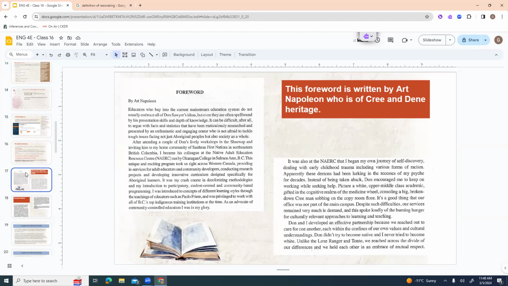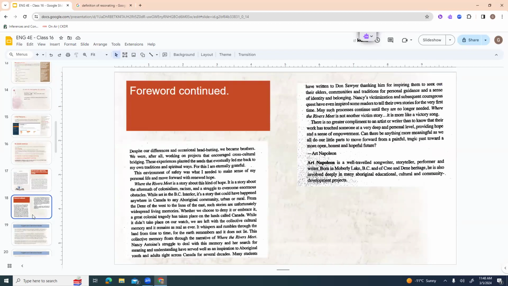Because we reached out to care for one another, each within the confines of our own values and cultural understandings. Dawn didn't try to become Native, and I never tried to become white. Unlike the Lone Ranger and Tonto, we reached across the divide of our differences, and we held each other in an embrace of mutual respect. Despite our differences and occasional headbutting, we became brothers. We were, after all, working on projects that encouraged cross-cultural bridging.